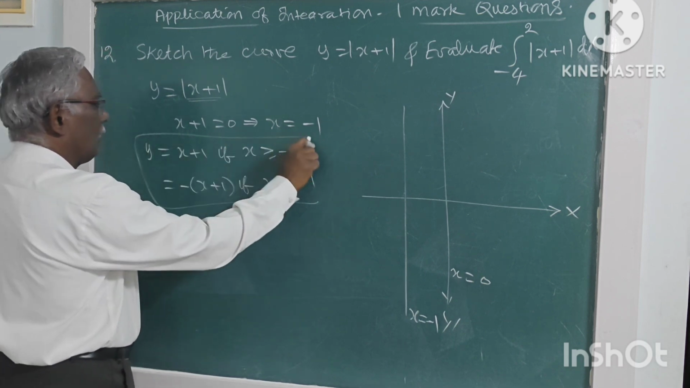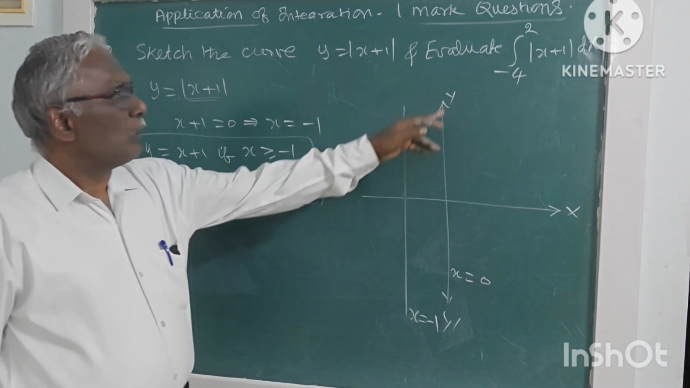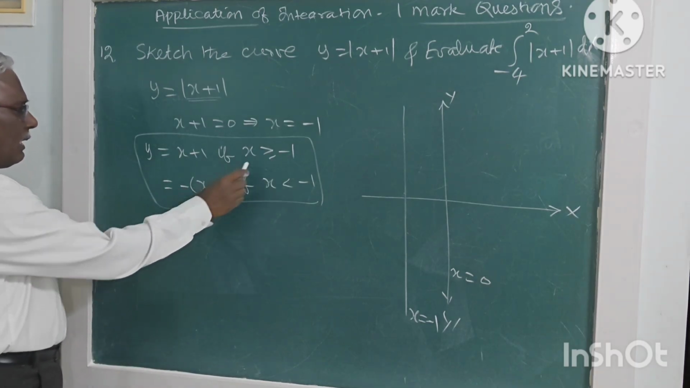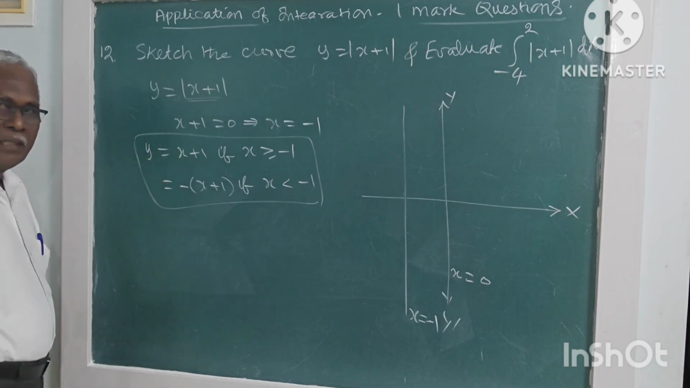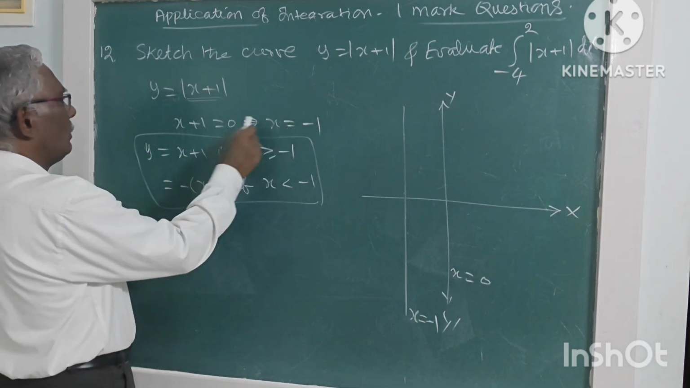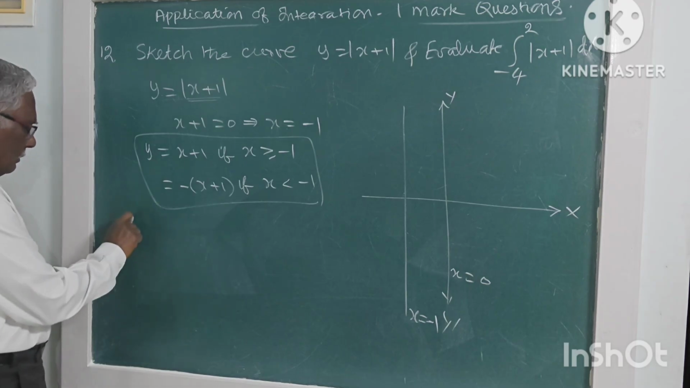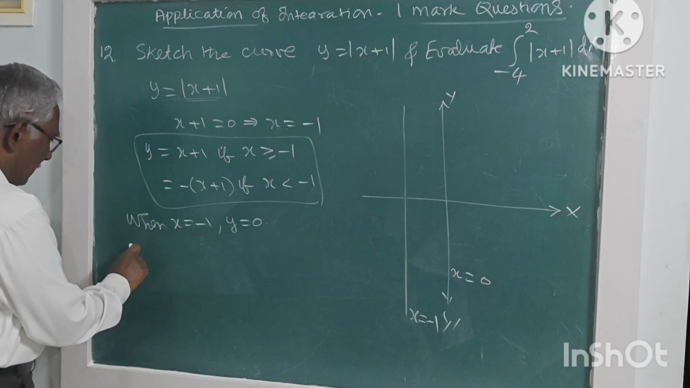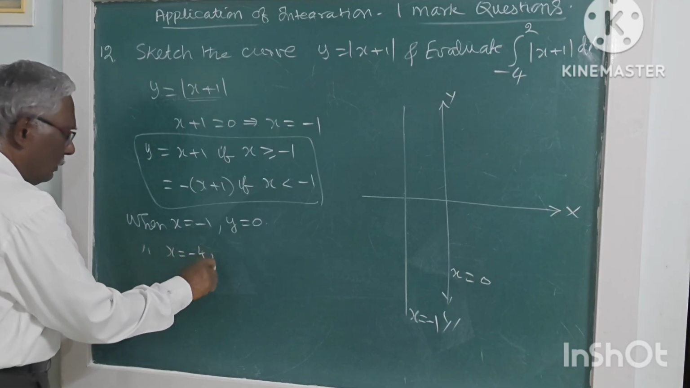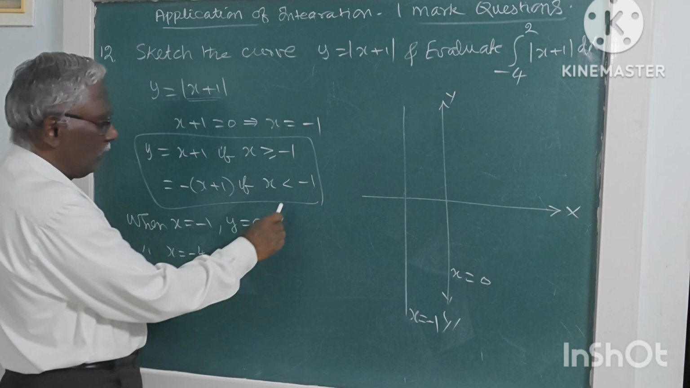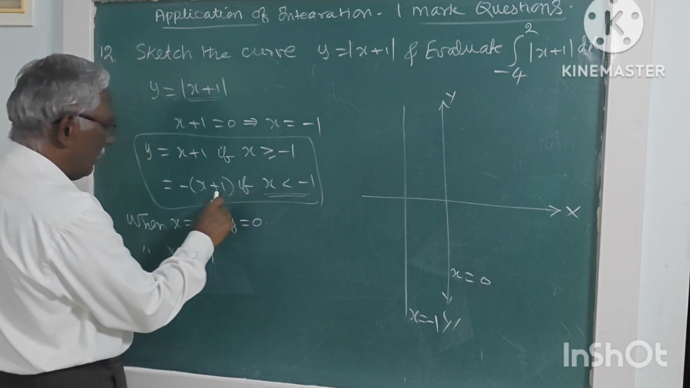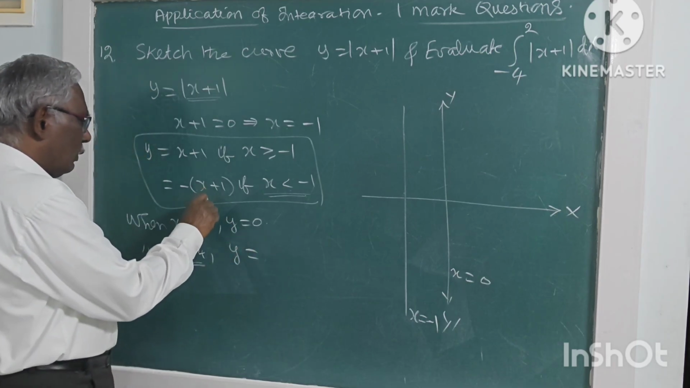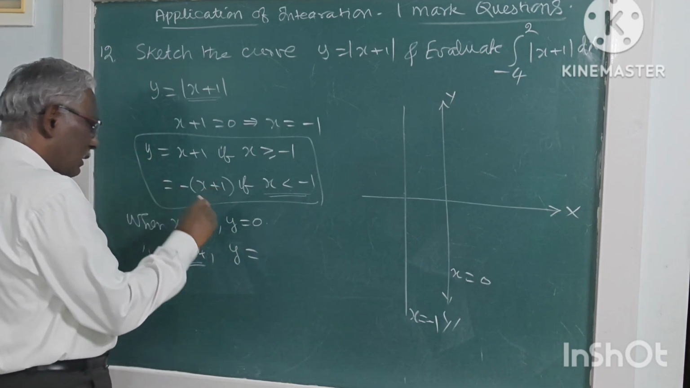Now we have two graphs, from minus 4 to 2. So when x is minus 1, y is 0. When x is minus 4, a negative value, x is less than minus 1, so you have to use this equation. So y is equal to minus 4 plus 1, minus 3, minus of minus 3 is plus 3.